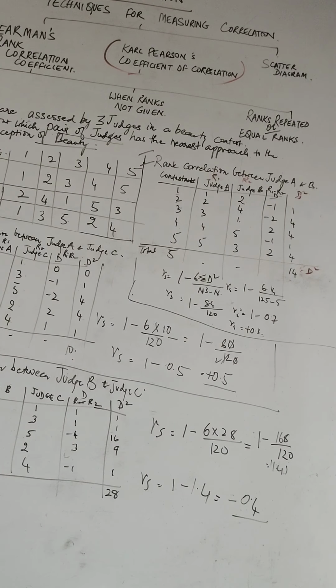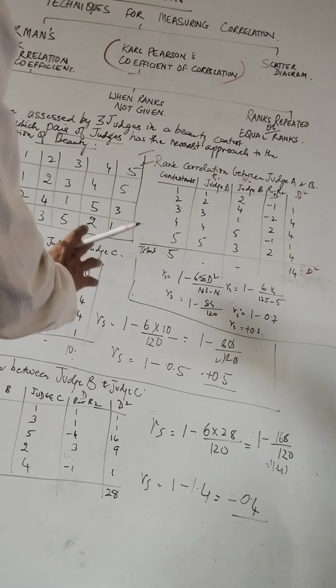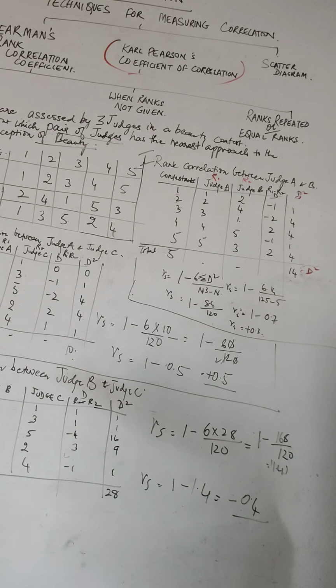They seem to agree somewhat, right? So for these judges, the rank correlation between them is 0.5. That means they seem to be better than the first pair, Judge A and Judge B. So Judge A and C are more compatible regarding their judgment of the contestants.